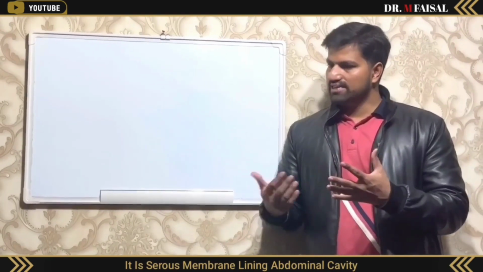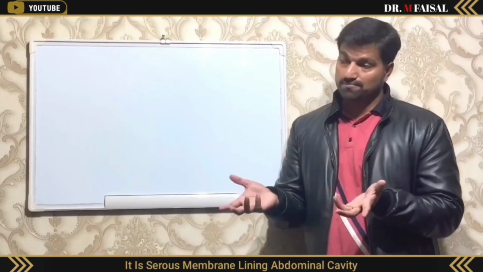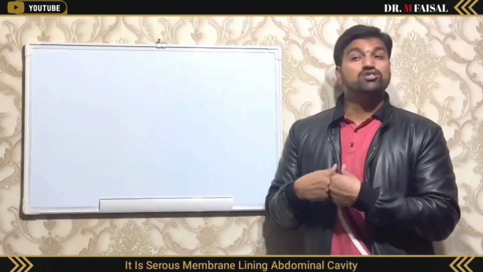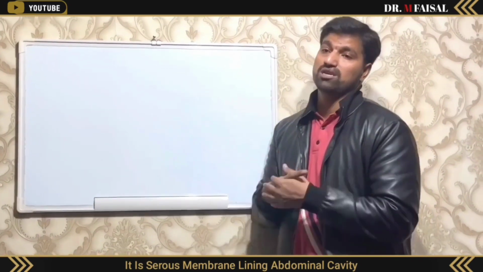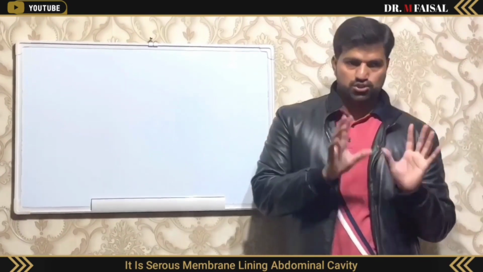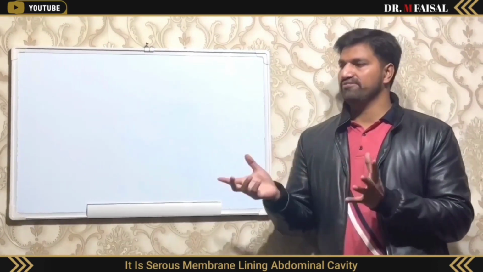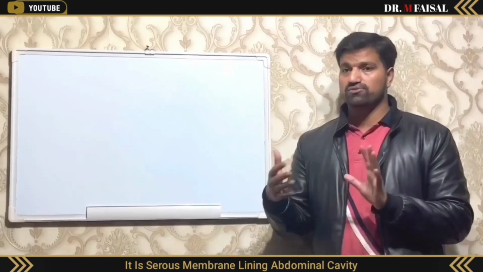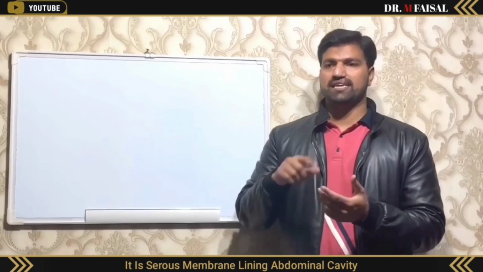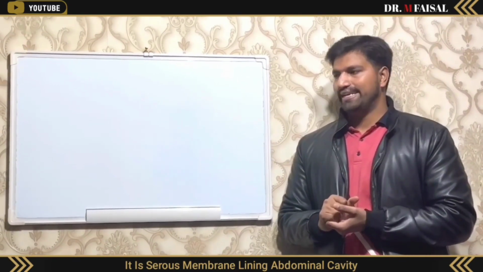And the free part is attached with the free borders of the jejunum and ileum. Why not duodenum? Because the duodenum is a retroperitoneal organ. So that is why the mesentery free part is attached with the jejunum and ileum. The length of this free part is 20 feet. Why 20 feet? Because the length of the jejunum and ileum is 20 feet: 8 plus 12. 8 feet is jejunum and 12 feet is ileum.